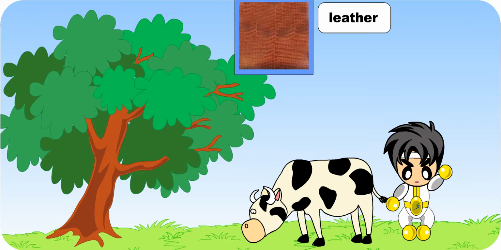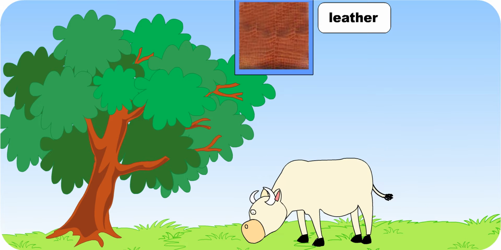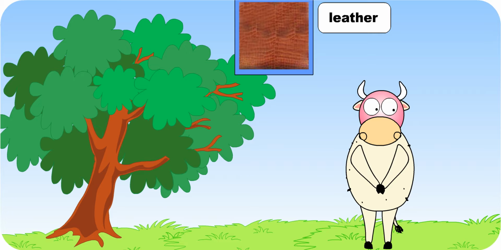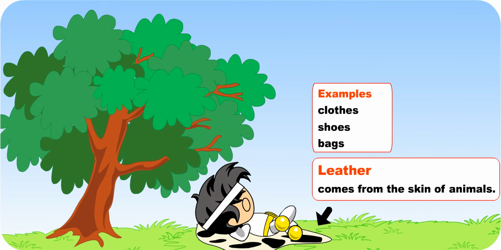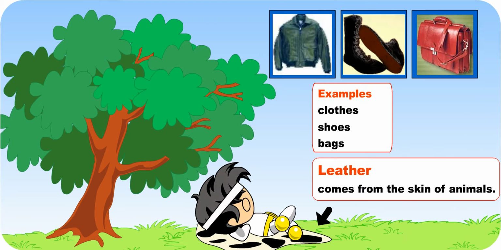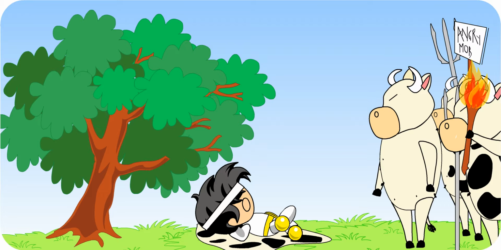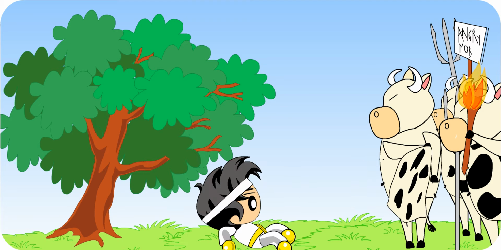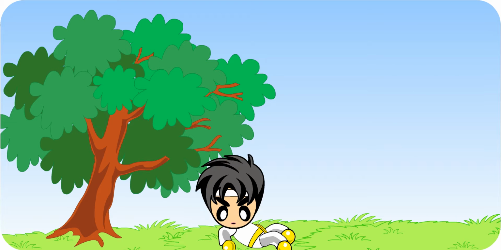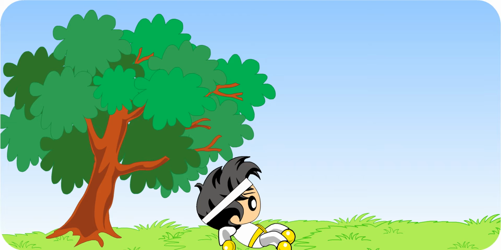As for leather, it comes from the skin of animals such as cows, crocodiles, ostriches, and snakes. Leather can be made into clothes, shoes, and bags. Wow! Animal skins can actually be so useful to us. Yes, however, fewer people use leather these days as they feel that it would be cruel to kill animals just for their skins to make such items.